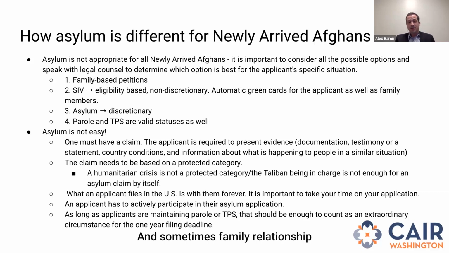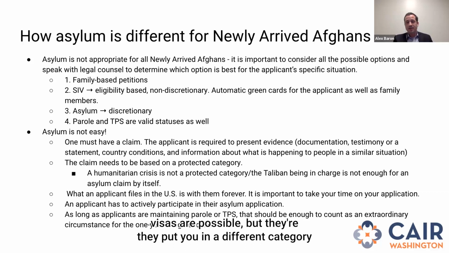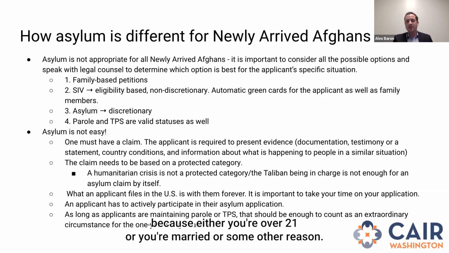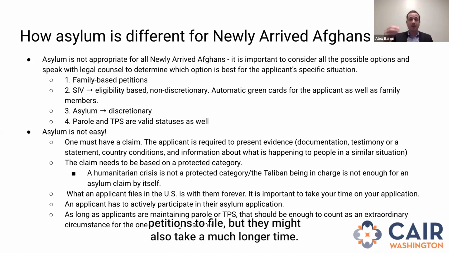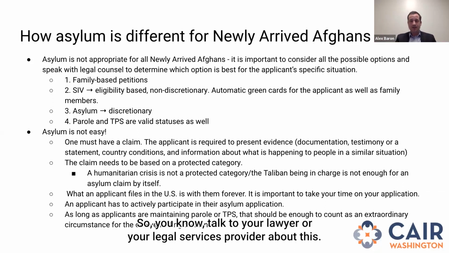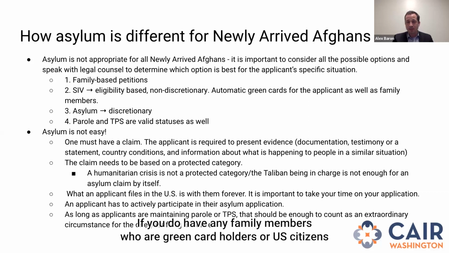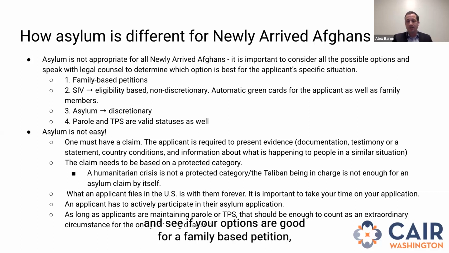And sometimes family relationship visas are possible, but they put you in a different category because either you're over 21 or you're married or some other reason. And those might still be very good petitions to file, but they might also take a much longer time. So, talk to your lawyer or your legal services provider about this if you do have any family members who are green card holders or US citizens, and see if your options are good for a family-based petition.